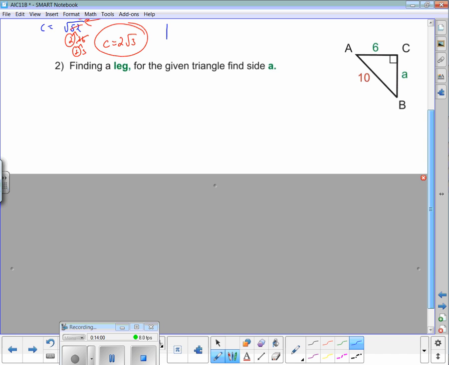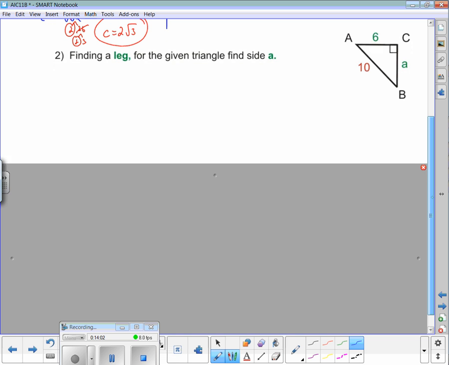Let's do a second example. You're going to find the leg. It could be a or b. It could be x or y or z. It doesn't really matter. Just understand the proper formula. And again, if you don't know, just use the Pythagorean theorem. Okay? I'm going to use the Pythagorean theorem. a squared plus b squared equals c squared.